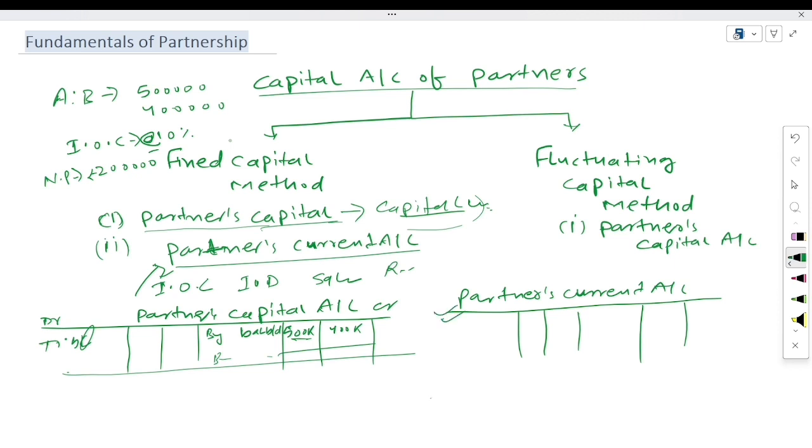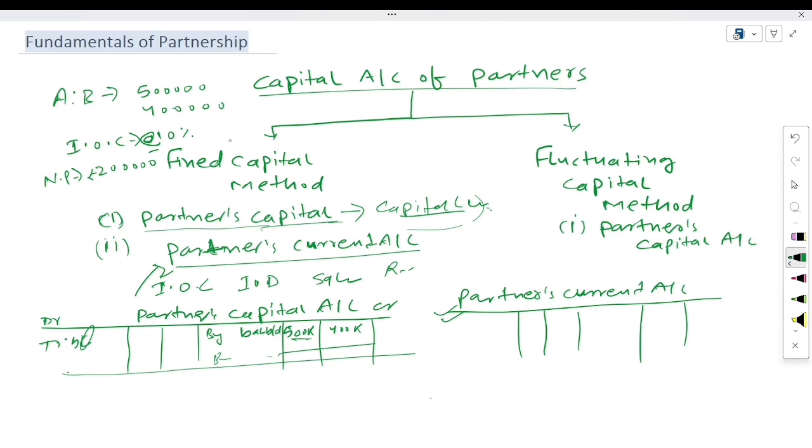And if you solve the problem, it will be mentioned under which method you have to prepare the partners' account, fluctuating method or fixed method. It will be mentioned in the question.